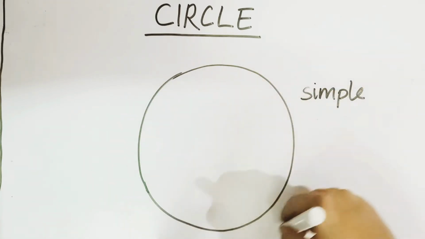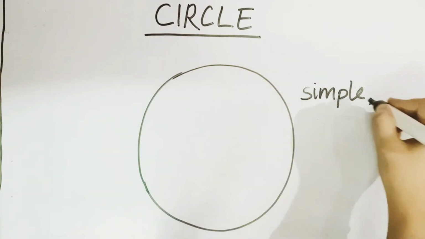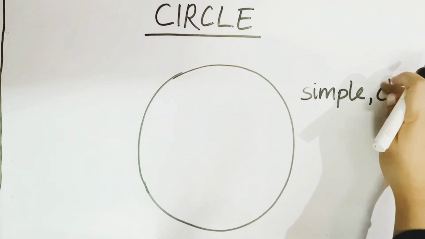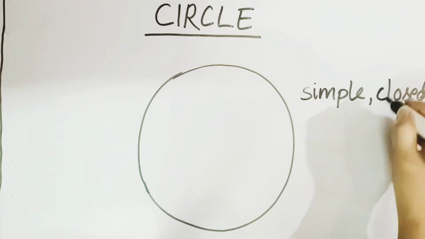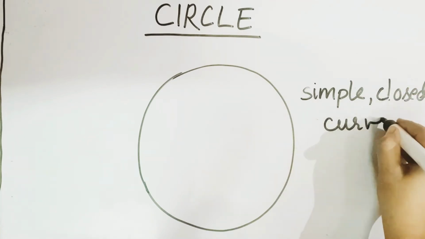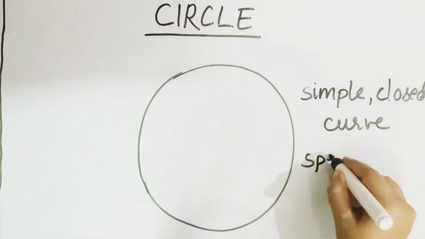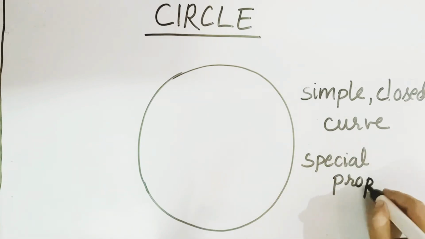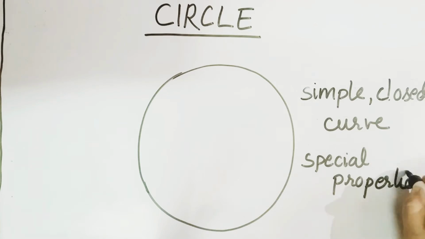Circle is a simple closed curve. Simple because the line does not cross itself. Closed because it is a closed curve. So a simple closed curve with some special properties. Now let's see what are these properties.